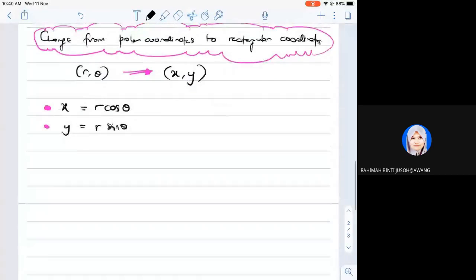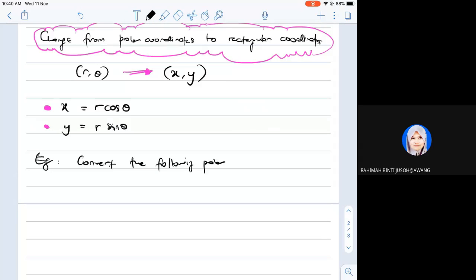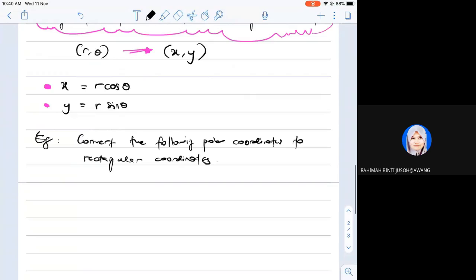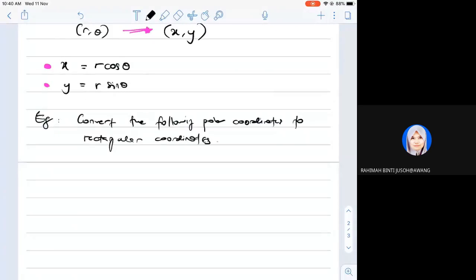Okay, for example, convert the following polar coordinates to rectangular coordinates. Guys, do you have a calculator with you now? Okay, take out your calculator, all right? Okay, so let's say question 1.